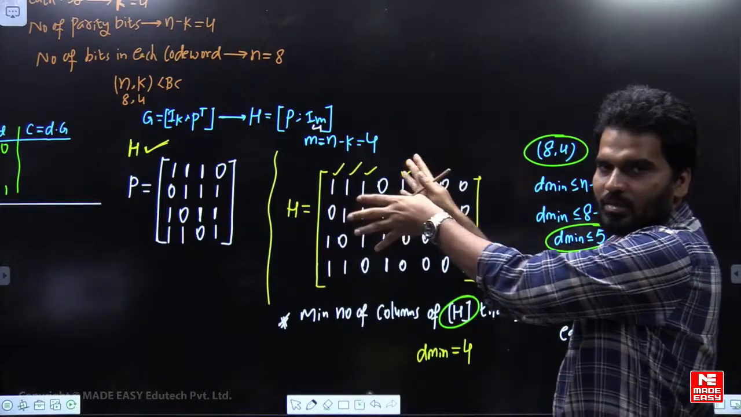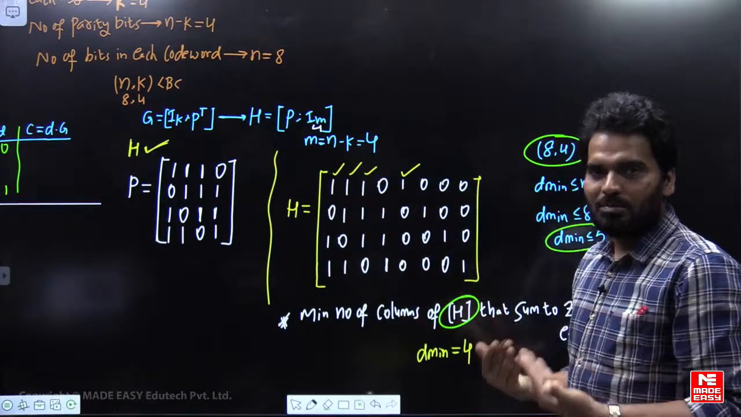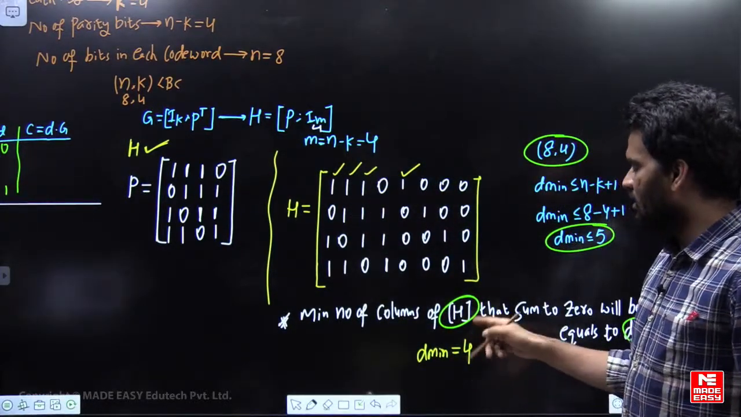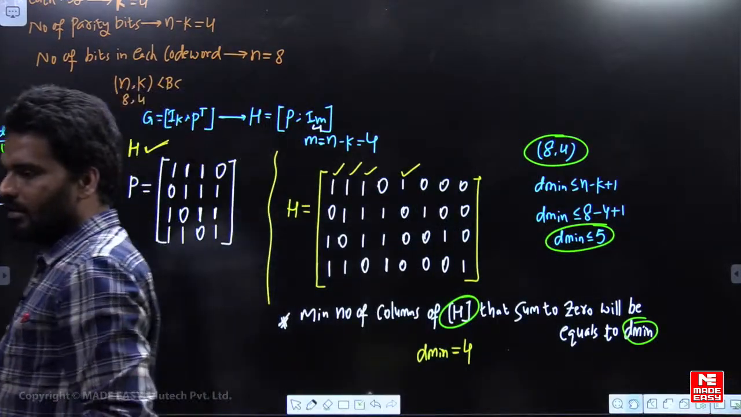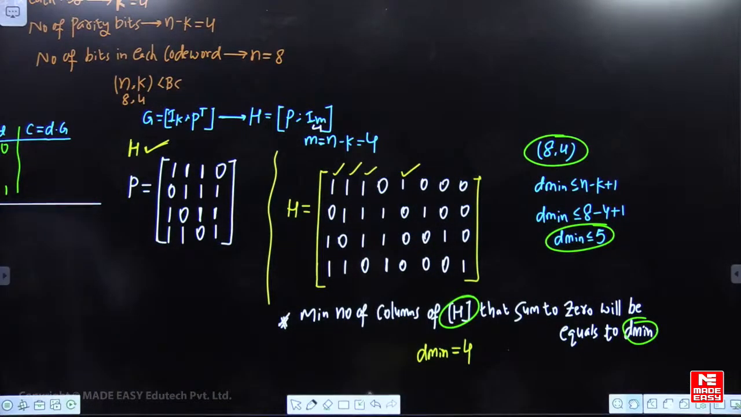And this (8,4) LBC के लिए हमको क्या d min मिलेगा? We have to find that. कितना d min मिला है हमको? 4. Okay, it will be like that. Chinmay, I hope I gave an answer to your question.